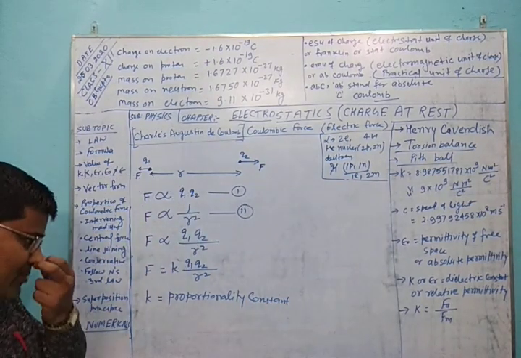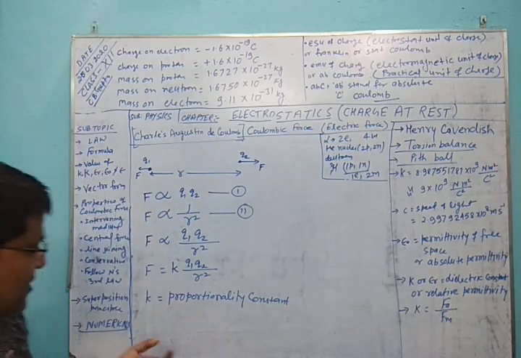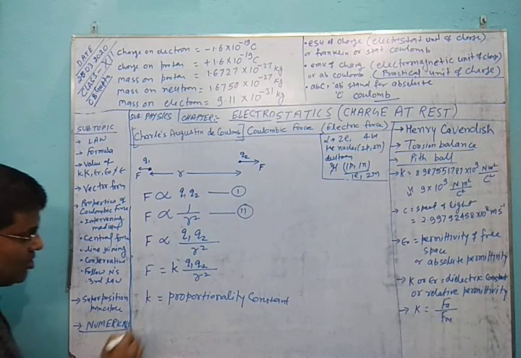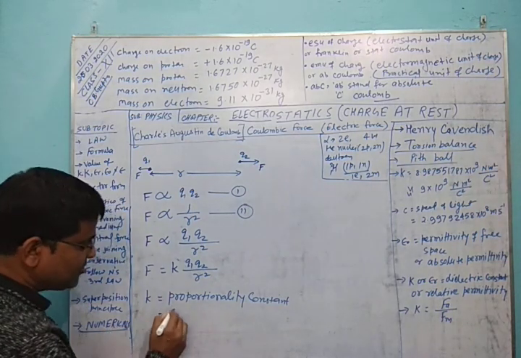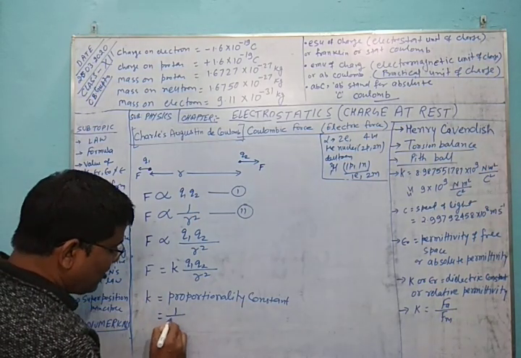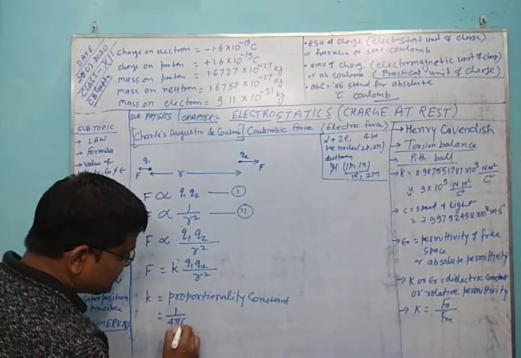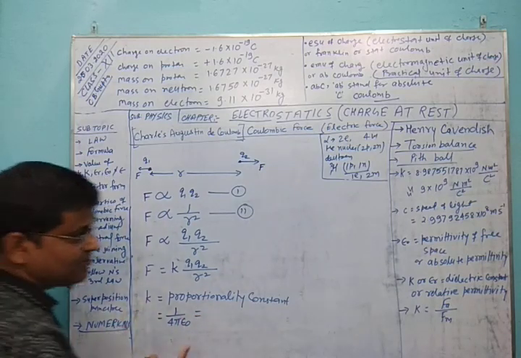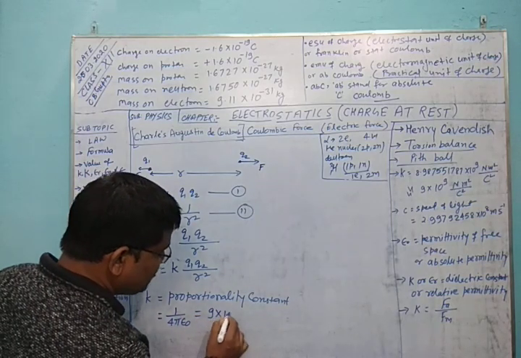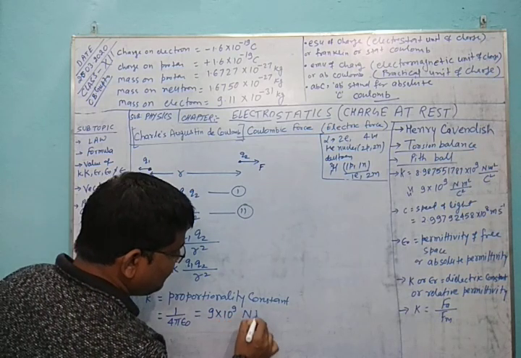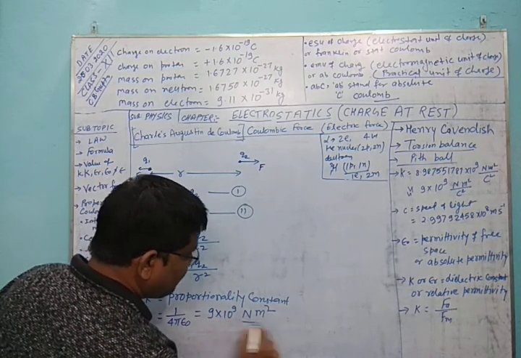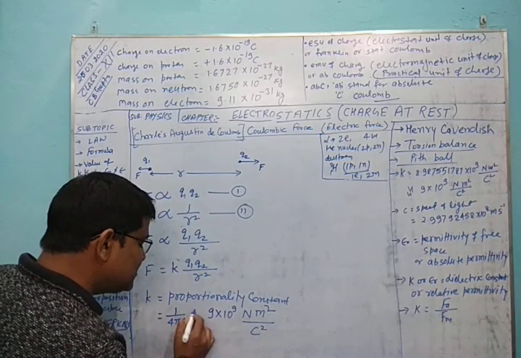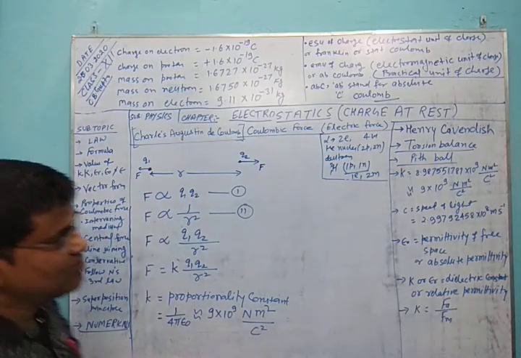Here I want to point out one thing. This k is small. Okay? Remember it. Proportionality constant. And the value of the proportionality constant is 1 upon 4 pi epsilon naught. And the value of this is approximately 9 into 10 to the power 9 newton meter square by coulomb square. Actually this is not the exact value, this is the average value.